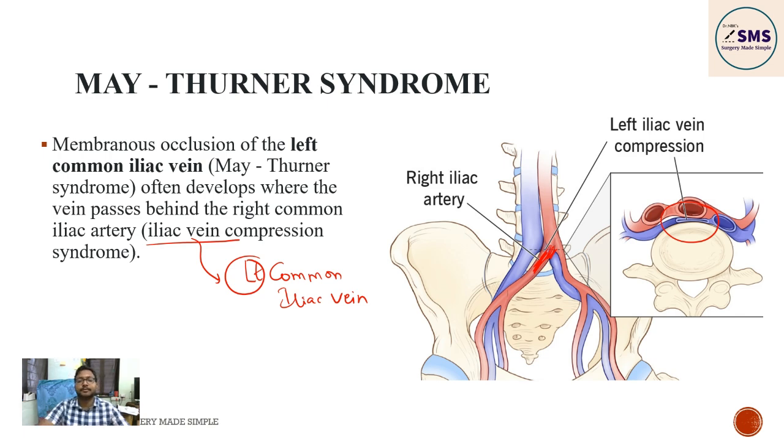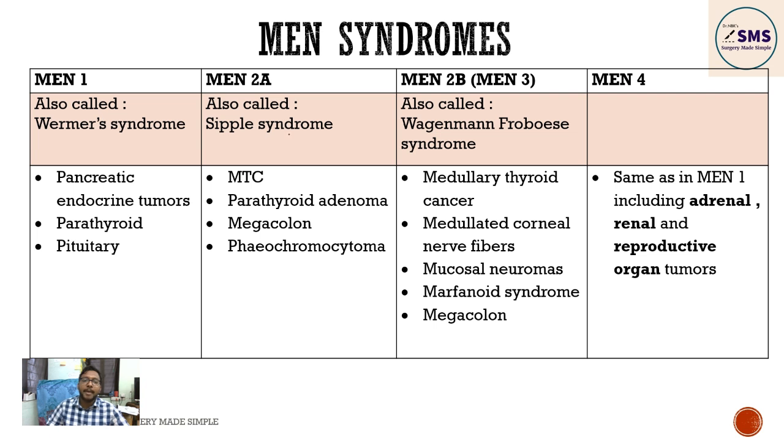Okay. Right. Then, very important, MEN syndromes. So, you know, multiple endocrine neoplasia. MEN syndromes are of four types: MEN 1, MEN 2A, MEN 2B, which is also called MEN 3, then MEN 4. So, MEN 1 is also called, please remember, Wermer syndrome, not Werner. Werner is nothing but premature aging because of progeria, basically. Okay, that is Werner syndrome.